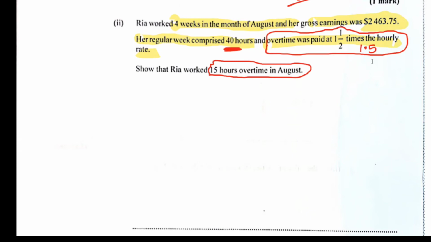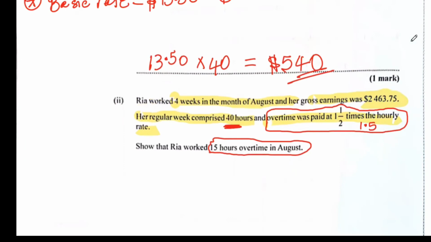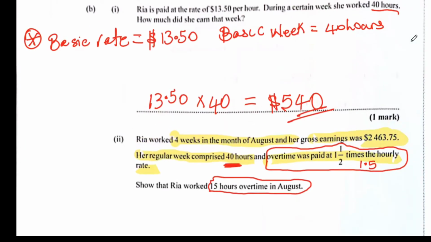What you want to do is isolate the overtime money. Since they're saying that there is overtime, we want to know how much money she actually would have made in a particular month. So let's go back to the first question here. During a certain week, she worked 40 hours. So if she's working 40 hours each week, then normally she's going to be paid $540, right?